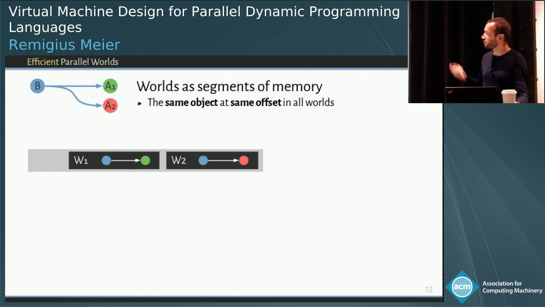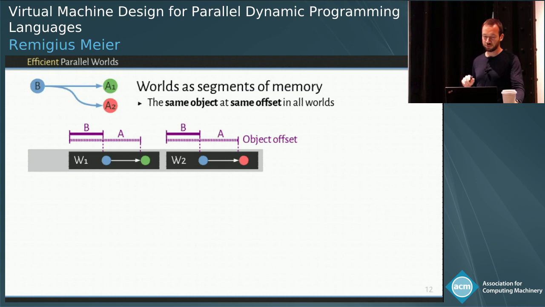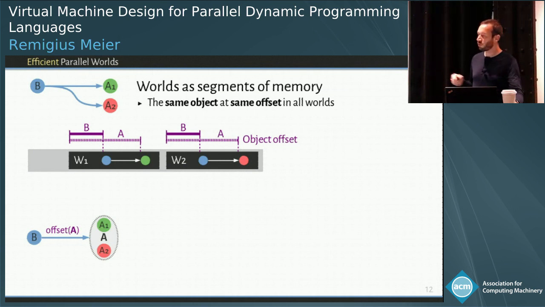So here, we have the same setting again. We have world 1 and world 2, and the blue object B is at the same offset in both worlds. That also is true for all versions of an object. There's only one version per world, and A1 is in world 1 at the same offset as A2 is in world 2. Then we can use the object offset in order to reference the logical object A. So referencing the logical object means it's the same reference to reference A1 and A2. So we can use this offset as a reference in B.